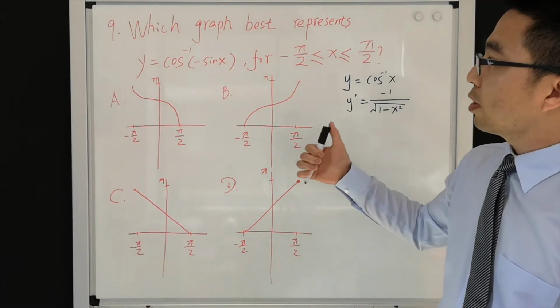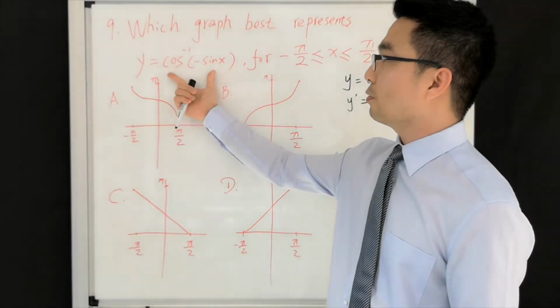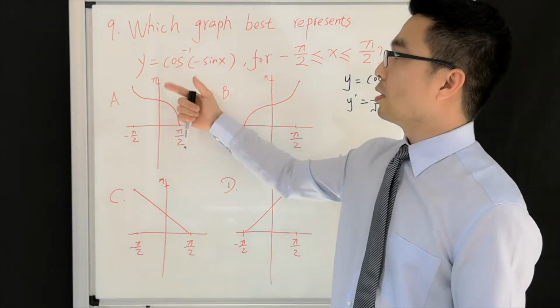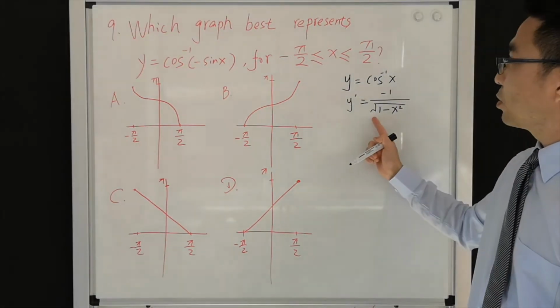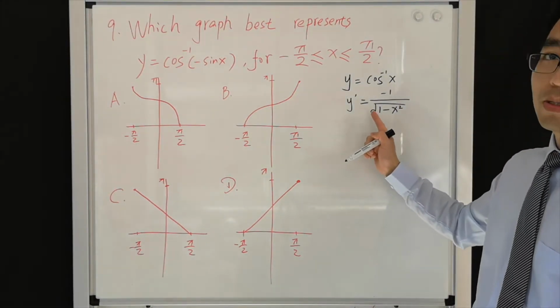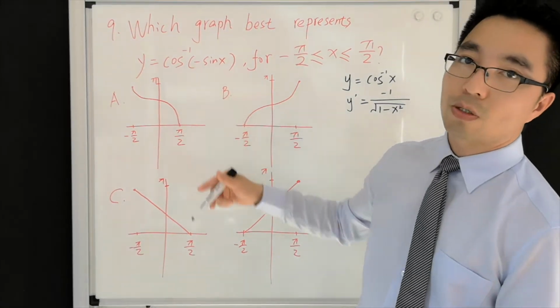Then we try to find the rate of change of the original function from the first derivative. Then we can find the answer from there. And we use this formula to find the first derivative of the original function, the inverse cos.